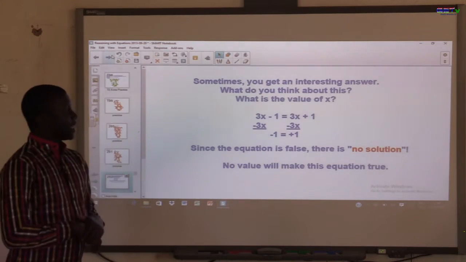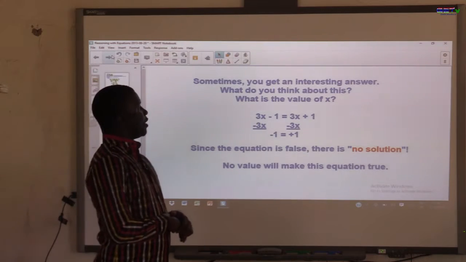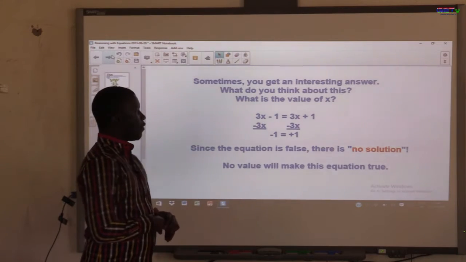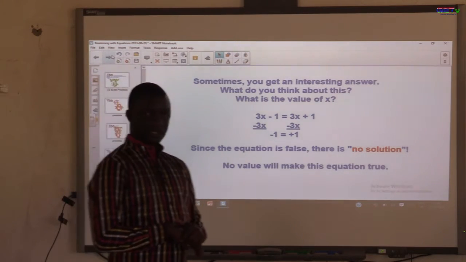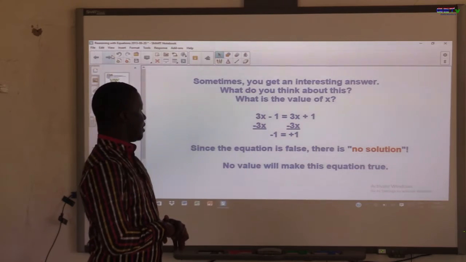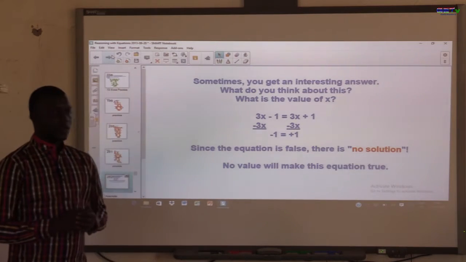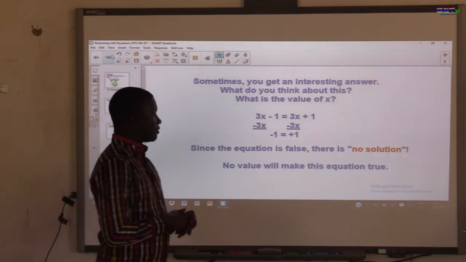Sometimes you get an interesting answer. What do you think about this? What is the value of x? 3x minus 1 equals 3x plus 1.